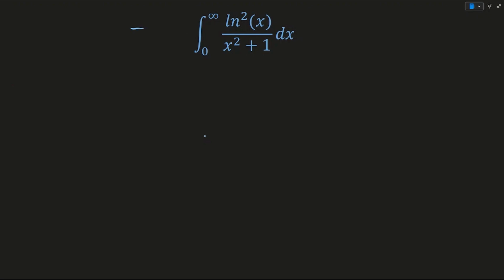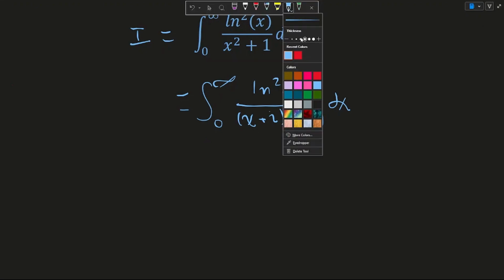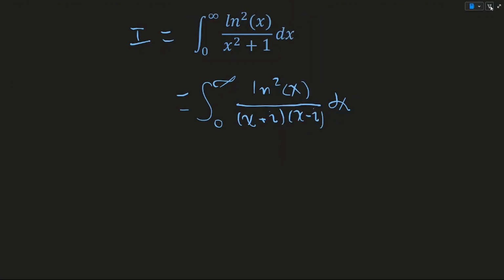First I want to set this equal to I so that we can refer back to it as a variable later on. And I also want us to notice that we can factor the denominator. The denominator can be factored as x plus i times x minus i with respect to x. And this already lays the groundwork for us to take our integral to the complex realm, and I'm just going to use red to indicate that we're getting imaginary.